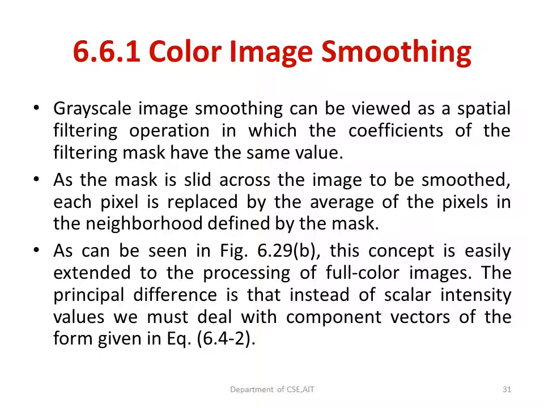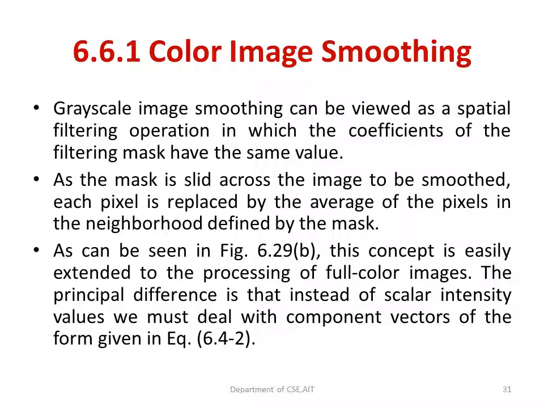We know from our previous discussion that grayscale image smoothing can be seen as a spatial filtering operation in which the coefficients of the filtering mask have the same value. As this mask is moved across the image which has to be smoothed, each pixel is replaced by the average of the pixels in the neighborhood defined by the mask. As we have seen here, the concept is easily extended to the processing of full color images.